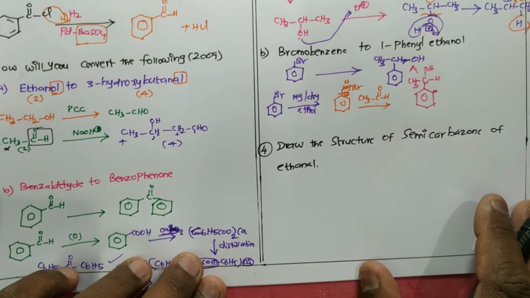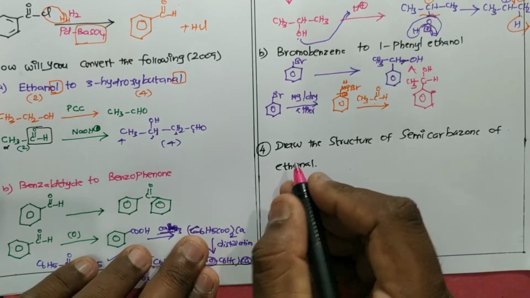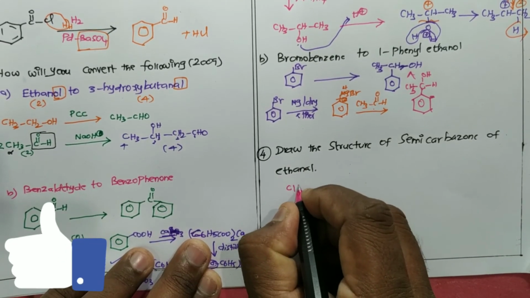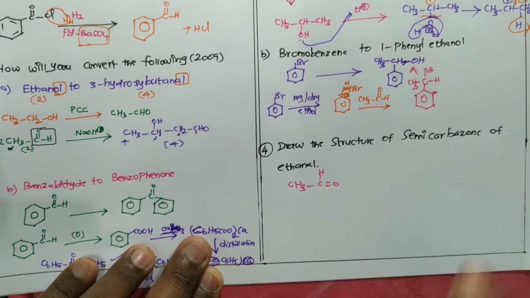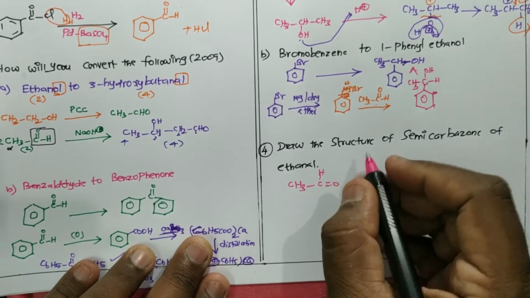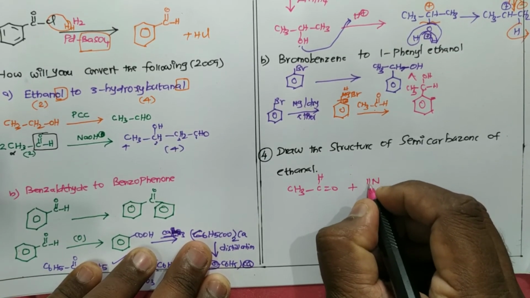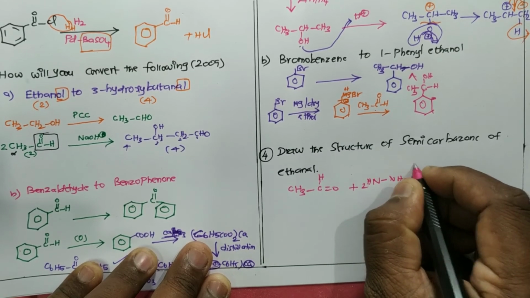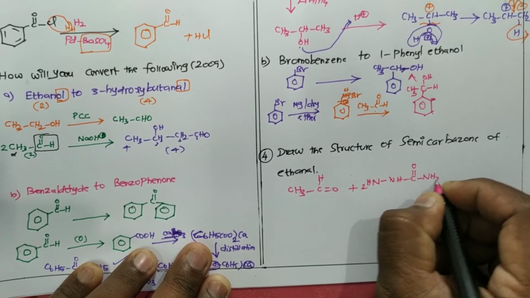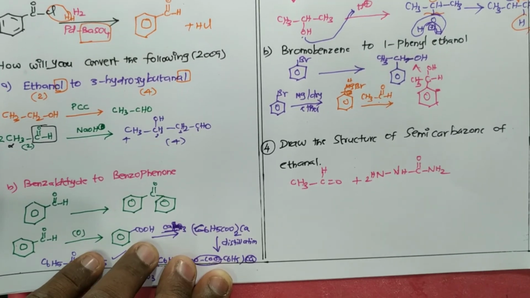Next: draw the structure of the semicarbazone of ethanal. This is a very, very important one. First we have to write the structure of ethanal, that is CH3, C double bond O, H. And we have to write the structure of semicarbazide: NH2, NH, and one C double bond O and NH2. Instead of one hydrogen, a CONH2 group is added here.